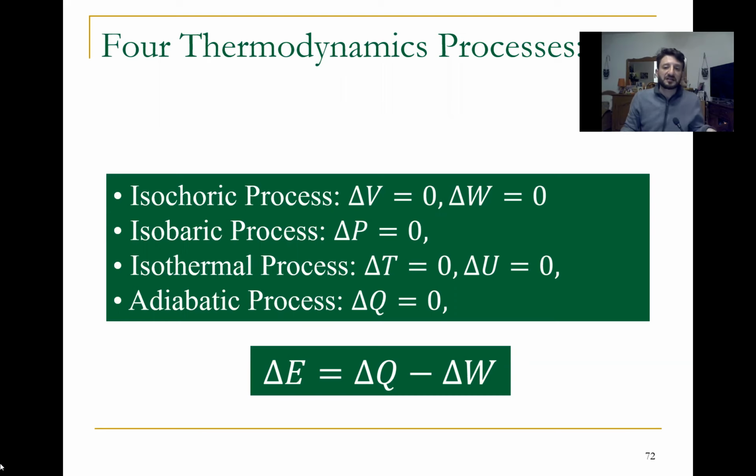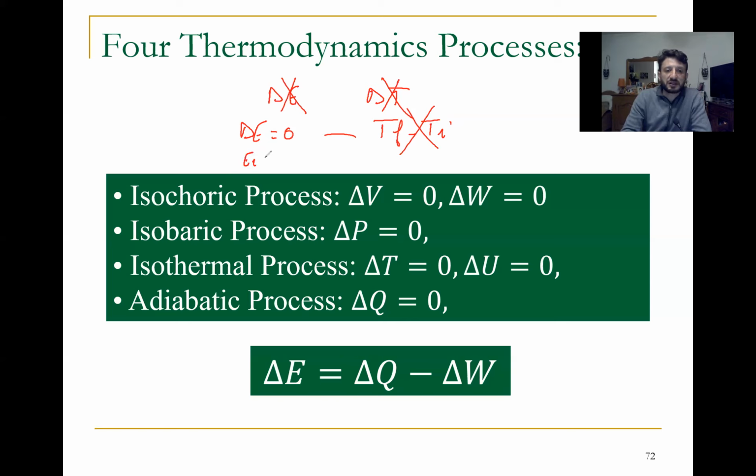Isothermal process, in this case, we have delta T equals 0. Delta E depends only on delta T. If we don't have a change of T, we don't have a change of E. In the case of isothermal, we have T initial equals T final. So T final minus T initial equals 0, and delta E equals 0. In this case, E initial equals E final, and T initial equals T final.